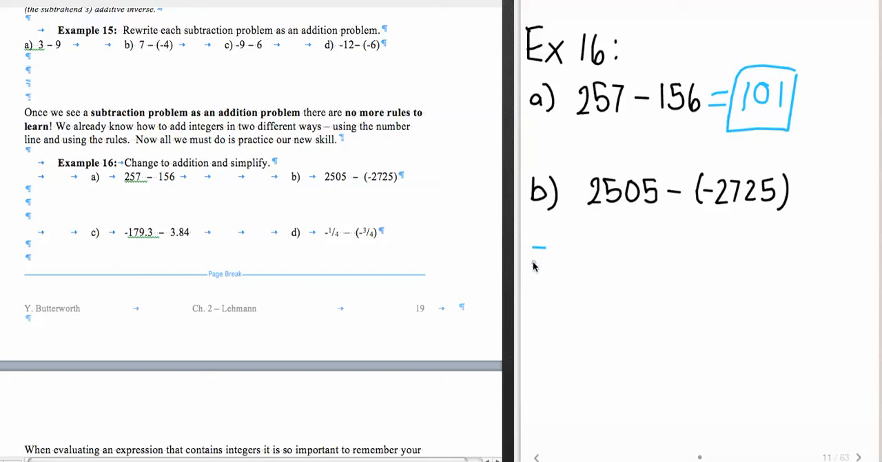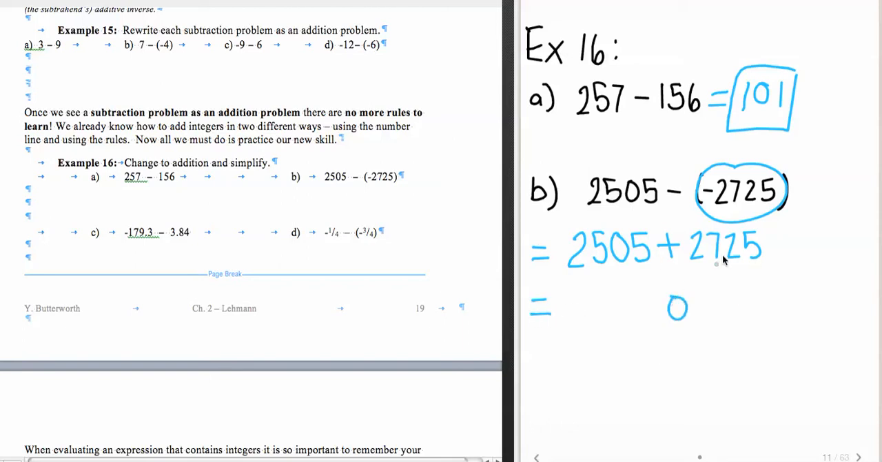Now in part B, we're going to want to employ the change to addition, just like we did in those last examples, number 15. So copy down the first number, 2,505, plus, and then we want to go for the opposite of this number over here. The opposite of a negative number is a positive number. And as soon as we see that, we see, oh, we're adding a positive number and a positive number. Again, we've been doing this our whole life, so we don't worry about it.